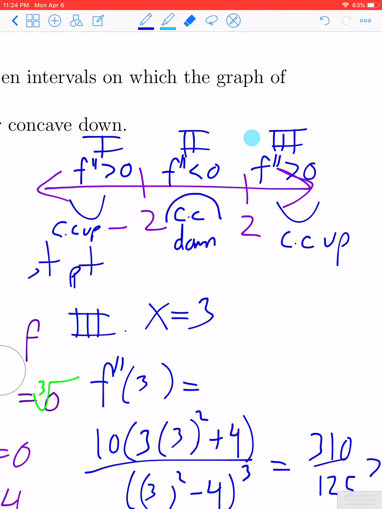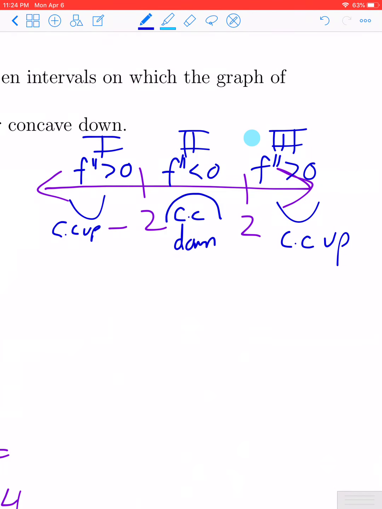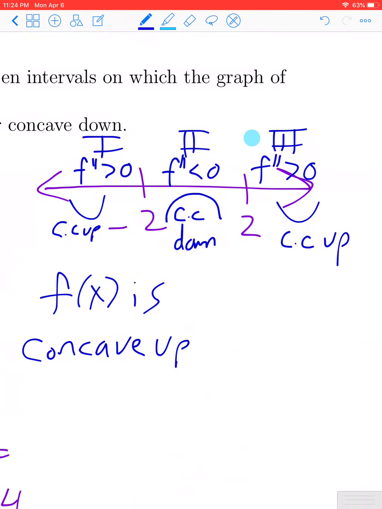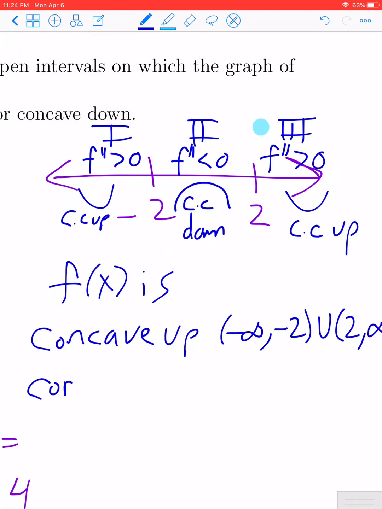So to summarize, we now know the concavity of this graph. F of x is concave up from negative infinity to negative 2, and also from 2 to infinity, and this graph would be concave down between negative 2 and 2.